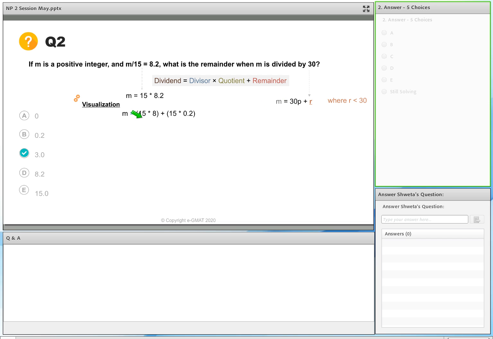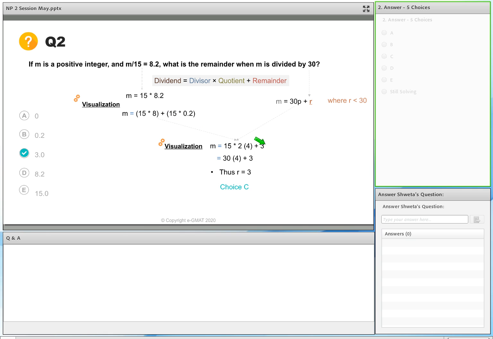How will I change 15 into 30? Well, I need an extra 2. I need 15 times 2. That will become 30 for me. Now that 2 will come from this 8. How will it come from this 8? I can just break this 8 down into 2 times 4, right? And that 2 will become a part of 15. So this is what you'll see. It's 15 times 2 times 4 plus 3. What is this 3? It's just 15 times 0.2.